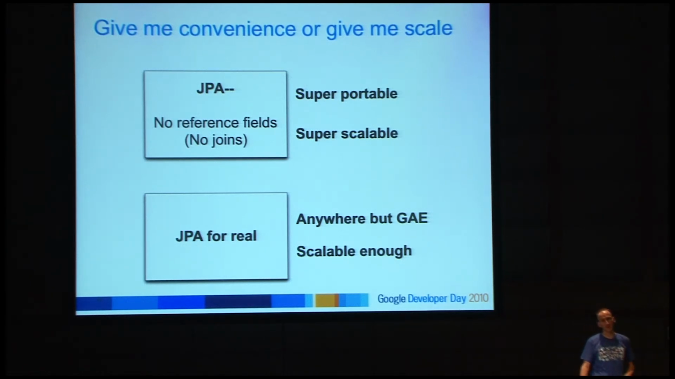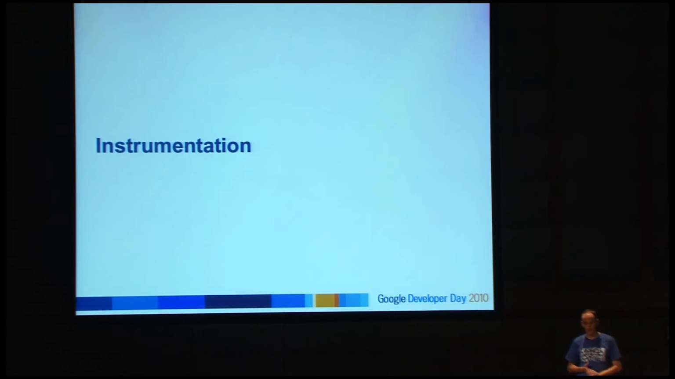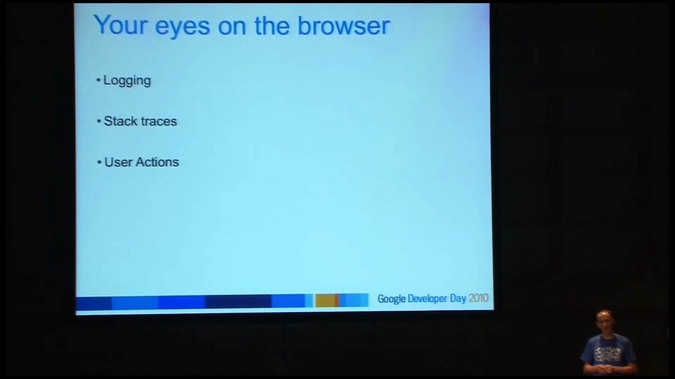So that was the biggest part of the talk, isolation. I want to briefly go into instrumentation. What does that mean, instrumentation? It's really about keeping your eyes on what the user is doing, what all of your users are doing. And you have many, many users, hopefully. So there are a few things that we mean by this. Logging, capturing stack traces for when there's problems, and something new that we're calling user actions.